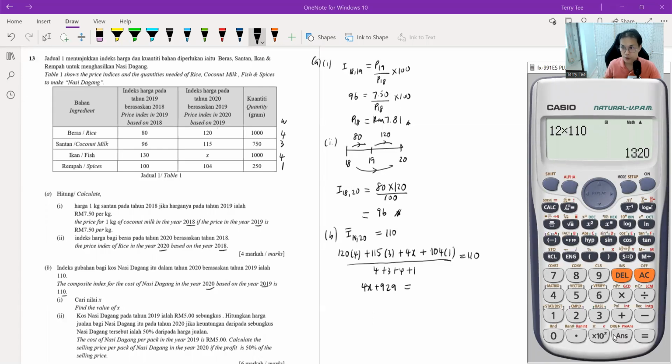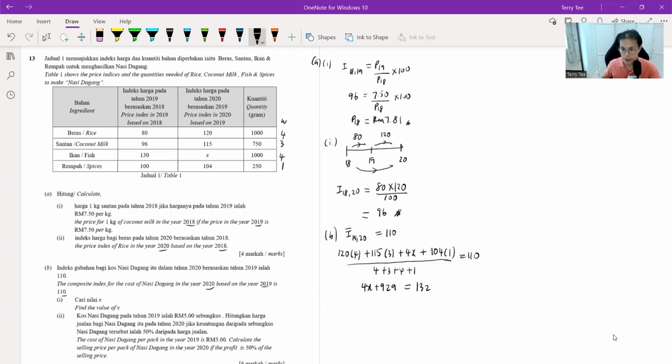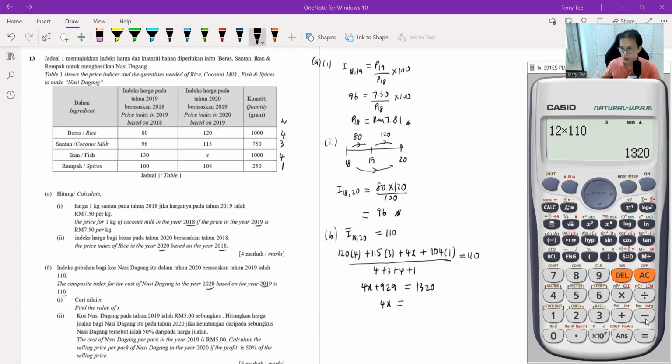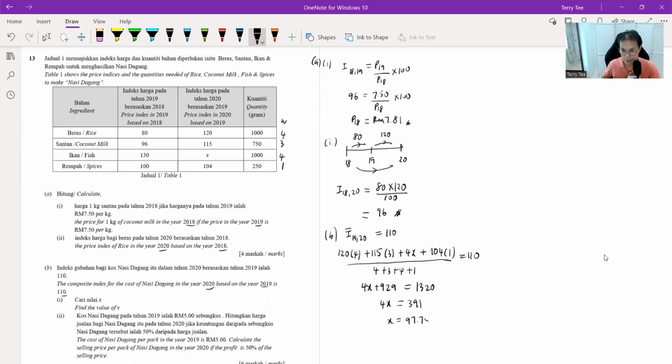So to find x, your 1320, you must minus 929. 929, you get 391, and then you divide by 4. As you divide by 4, you get 97.75. Yeah, my x value is 97.75.